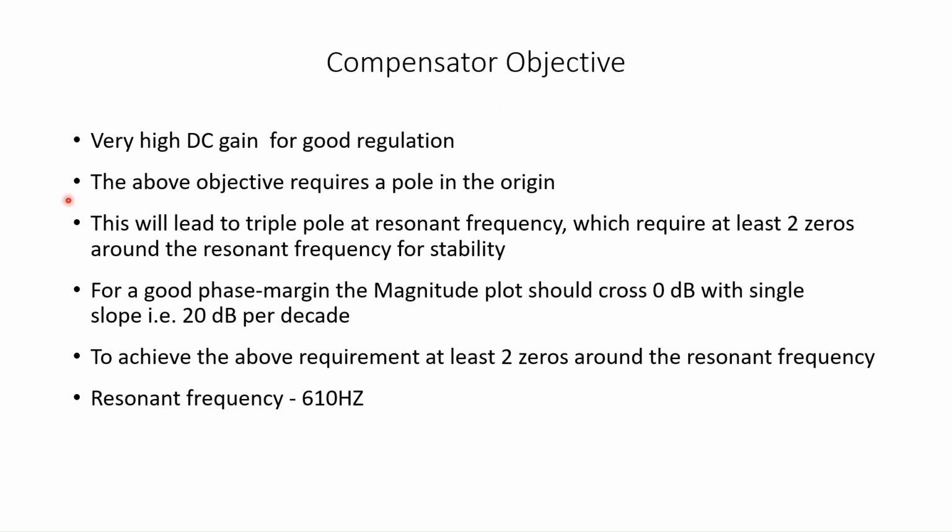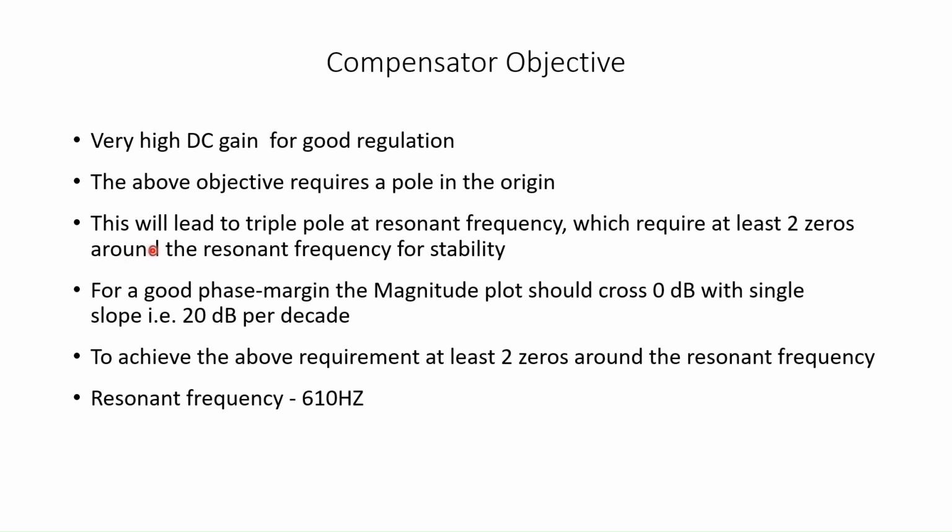Compensator objective. We need a very high DC gain for good regulation. For the output to follow the input, we need a very high DC gain. With lesser DC gain, you will have a steady state error, and the output will not be following the input. The above objective requires a pole at the origin. When there is a pole at the origin, the DC gain is infinite.